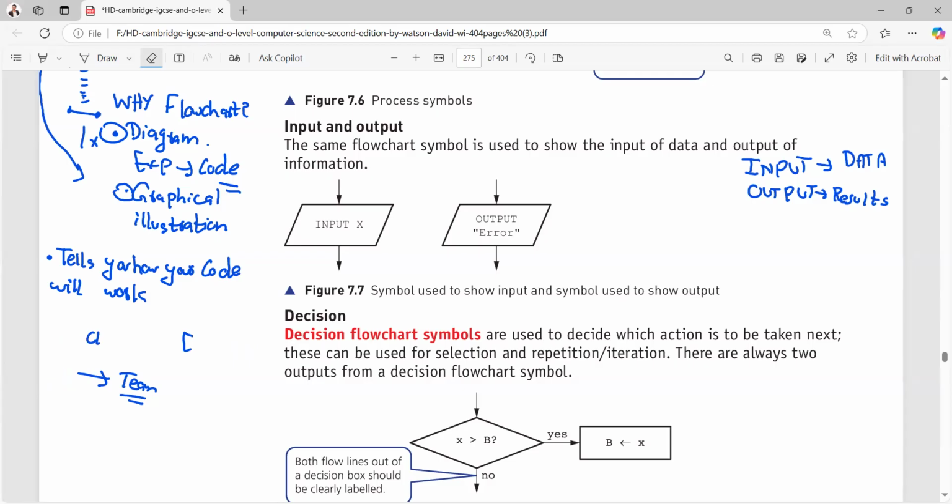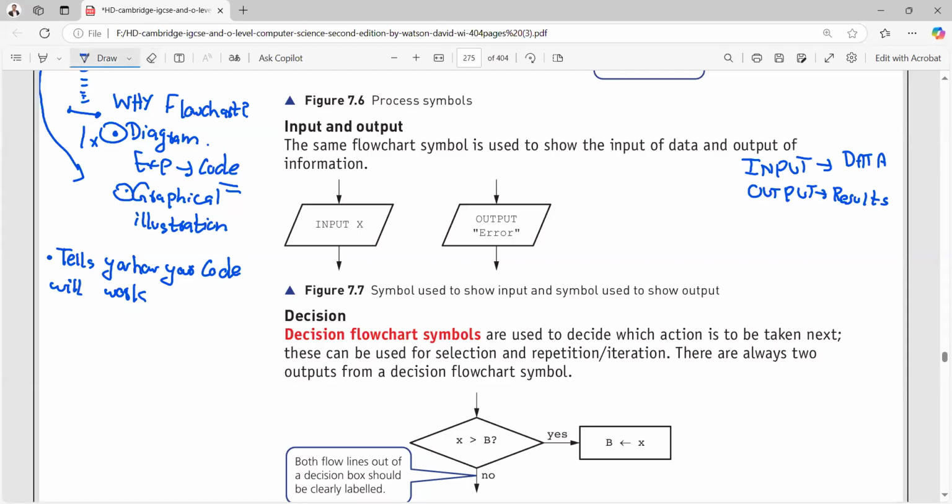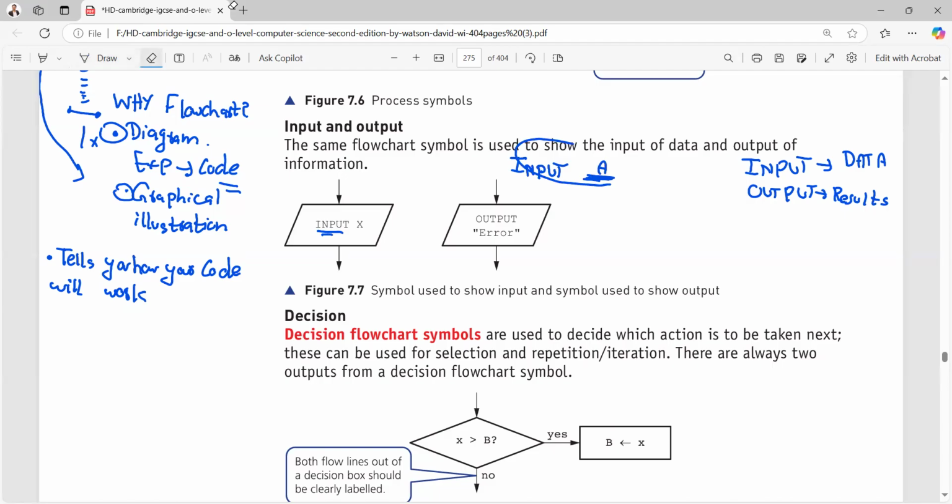For example, in your input and output part, if you want to take input of any value, you are going to write this command and statement. The command is input. This means that any value you write here, maybe A, maybe B, maybe C, is going to take the input of this.